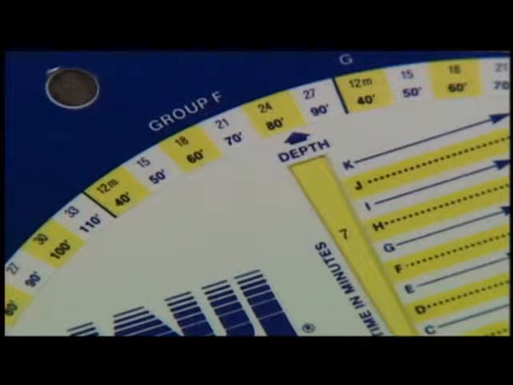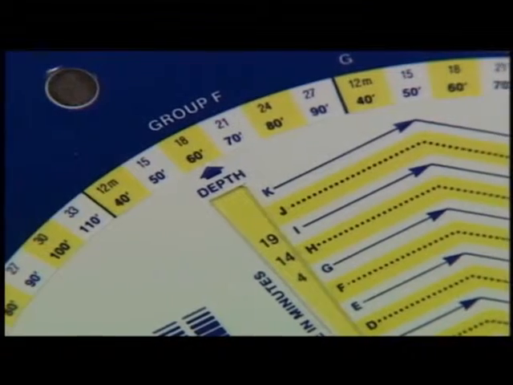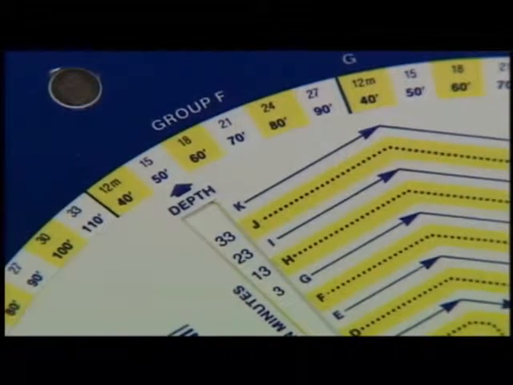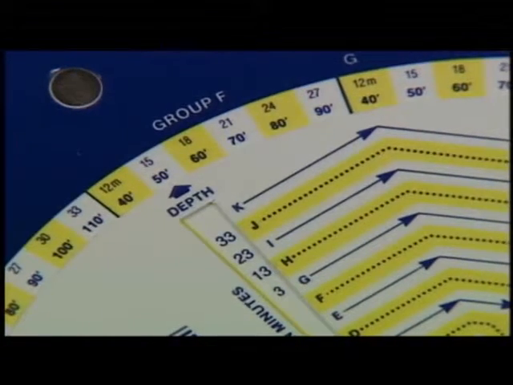Dive planning with the NAUI Dive Time Calculator is simple. For example, you are a diver with a letter group of F and you want to dive for 25 minutes. You move the window back and forth and find that you can dive to 18 meters for 19 minutes or to 15 meters for 33 minutes.